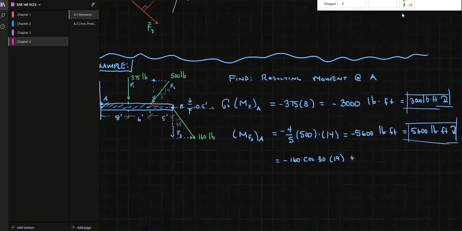So our first effect is the vertical, so I'm going to go minus 160 cosine of 30 times a moment arm of 19, and then this is actually going to rotate positively. So we'll have positive 160 sine of 30 times 0.5.